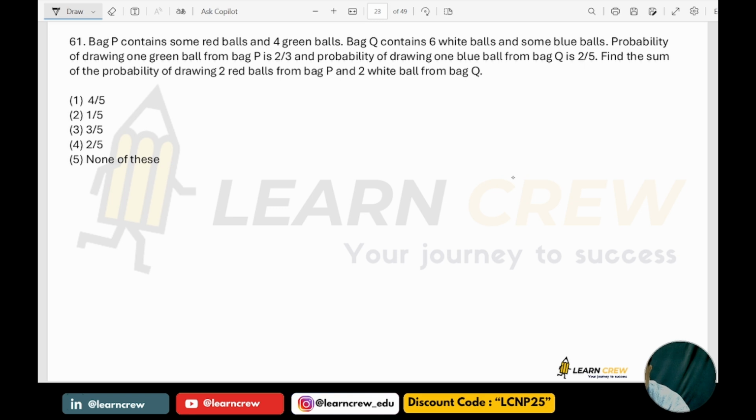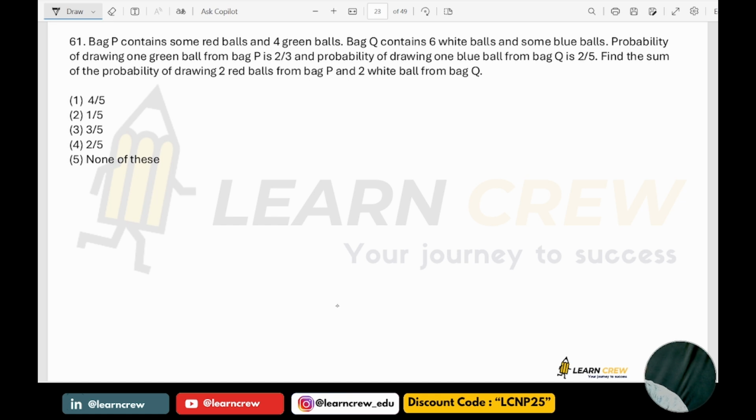Next, bag P contains some red balls and 4 green balls. Bag Q contains 6 white balls and some blue balls. The probability of drawing one green ball from bag P is 2/3. The probability of drawing one blue ball from bag Q is 2/5. Find the sum of the probability of drawing 2 red balls from bag P and 2 white balls from bag Q.